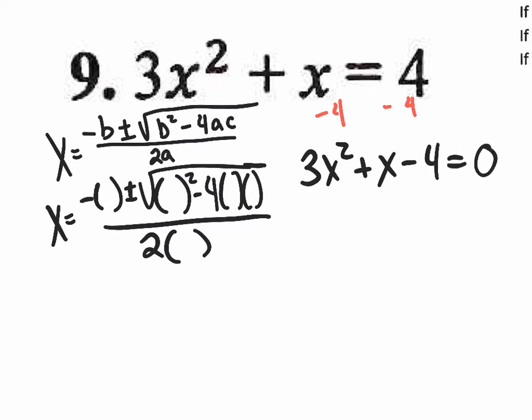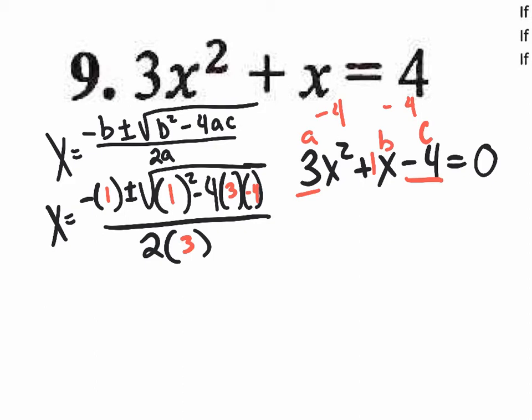And now that it's in standard form with everything on one side set equal to 0, we can look for A, B, and C, where the B value is 1, the C value is negative 4, and the A value is 3. So let's plug in our values. The 1 is B, so plug it into those parentheses. The A value is 3, so it goes into these parentheses. And the C value is negative 4, so it goes into that last parenthesis.